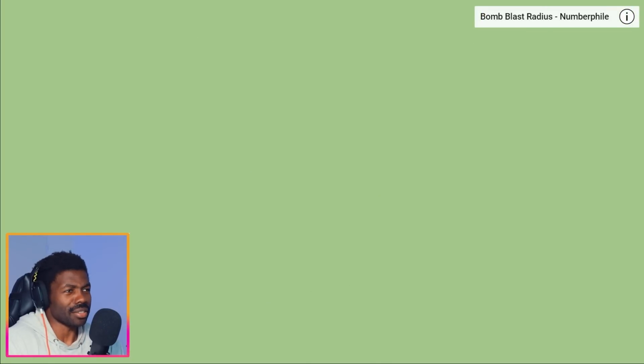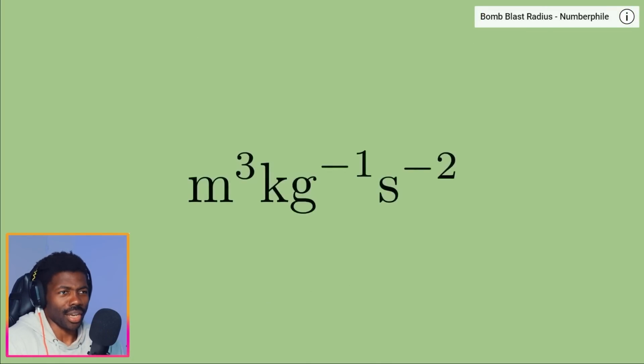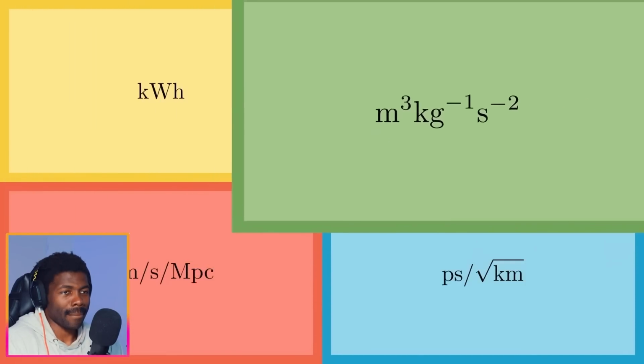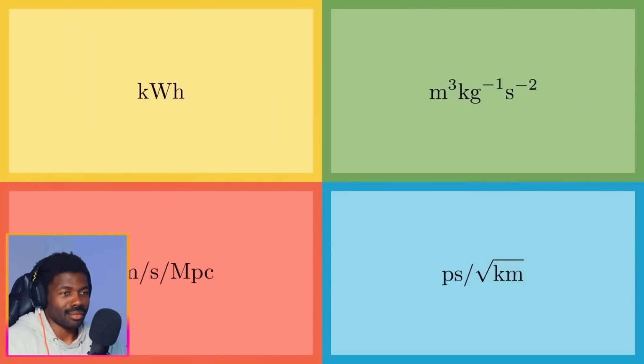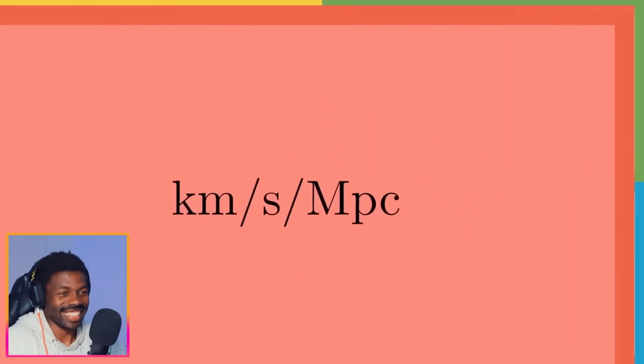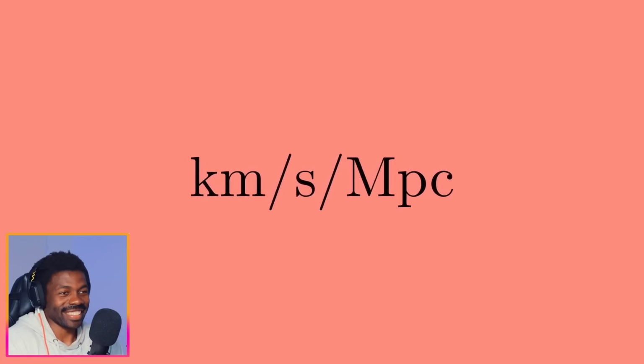Bomb blast radius. Okay, those examples were both pretty quick. The next one is going to take a bit longer to explain. It's called the Hubble Constant, and it's measured in kilometers per second per megaparsec. Parsecs, yes. Oh boy. The parsec is beautiful.